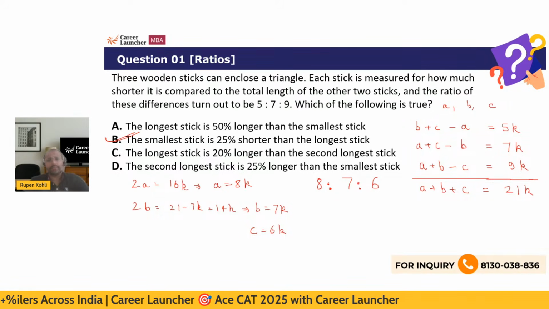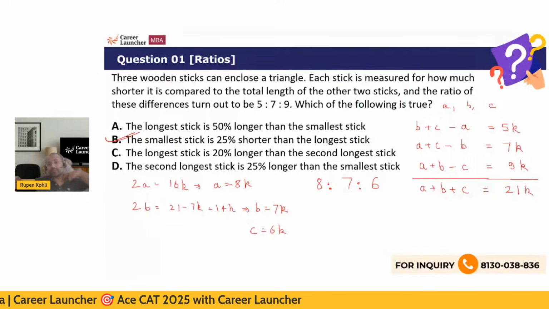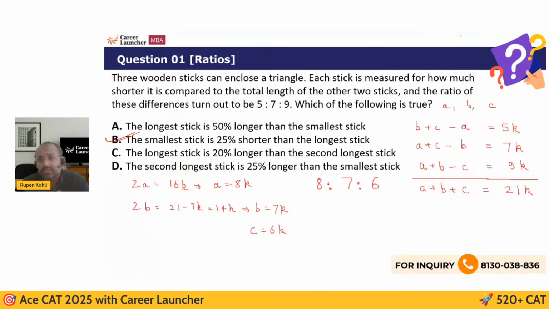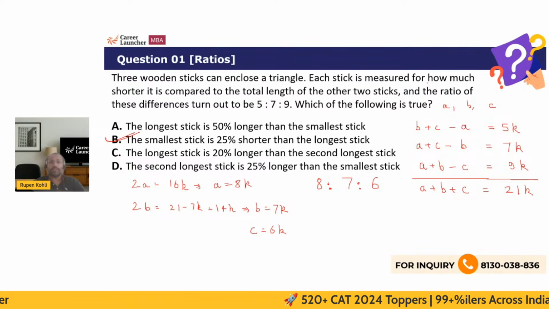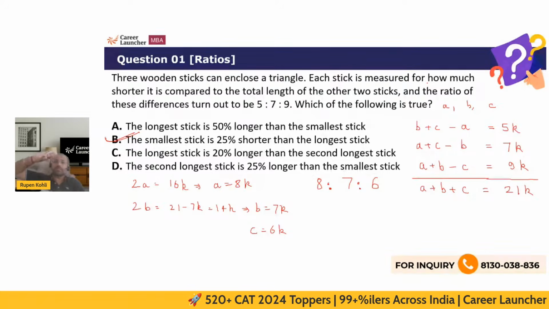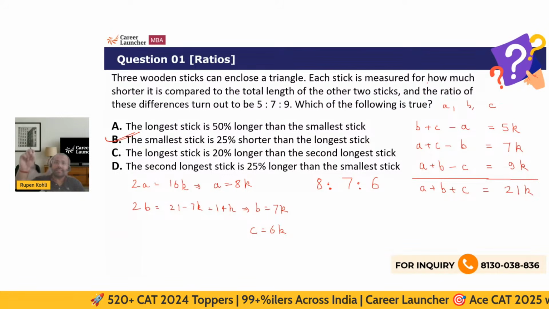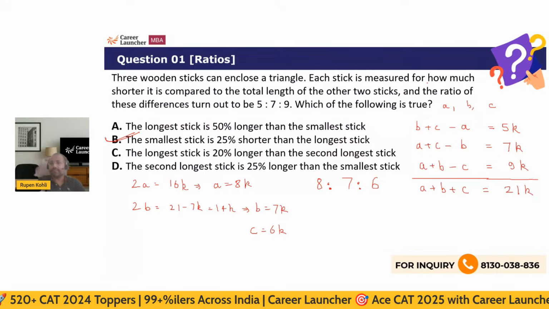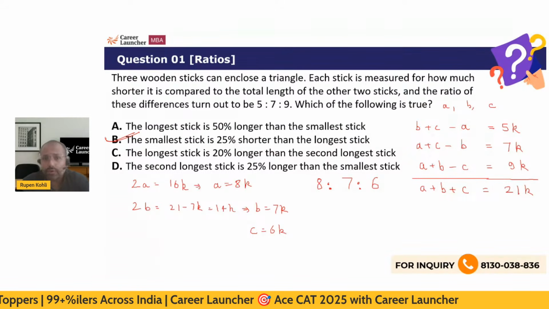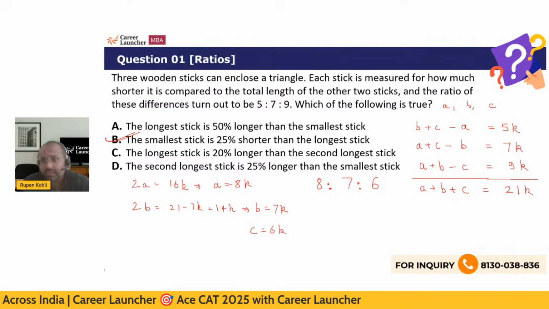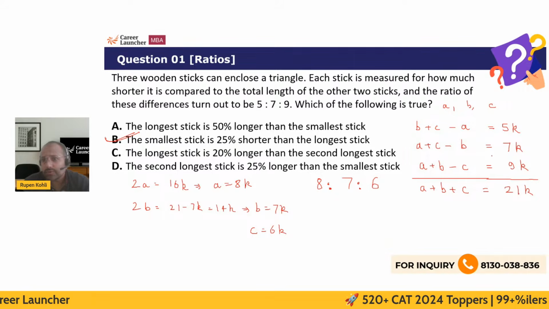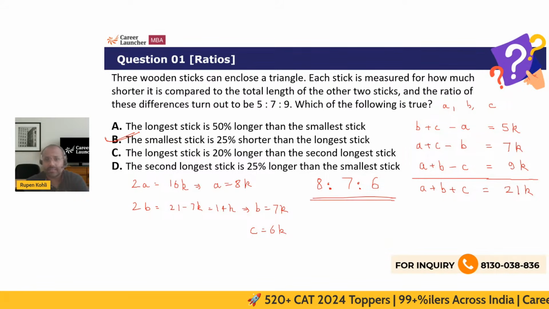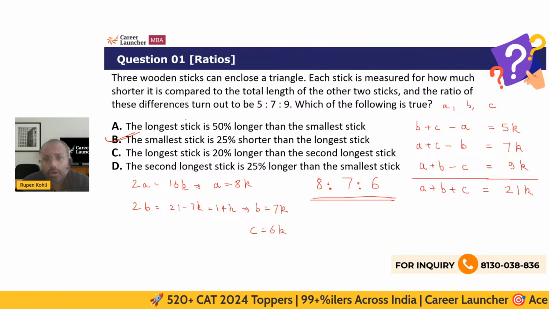So carefully we had to understand the meaning of the statements which creates these equations. Basically, each stick is measured for how much shorter it is compared to the total length of the other two sticks. So sum of the other two lengths minus the third length, those differences are given for each of the three sides, and their ratio was given 5 to 7 to 9. So take three variables for the three side lengths, create these equations, solve for the ratio of A, B, C, get this ratio, and then match with the options.